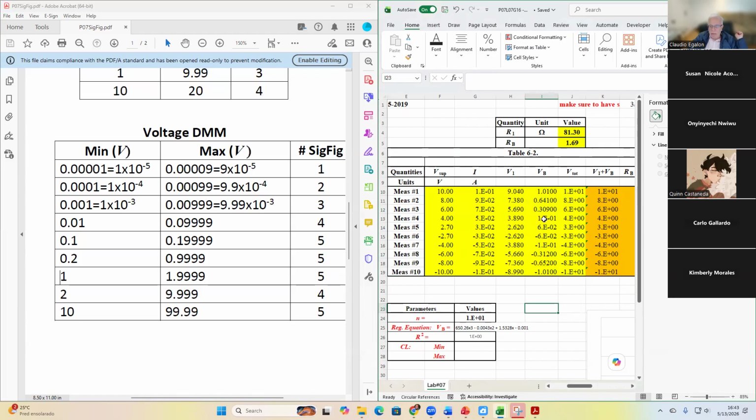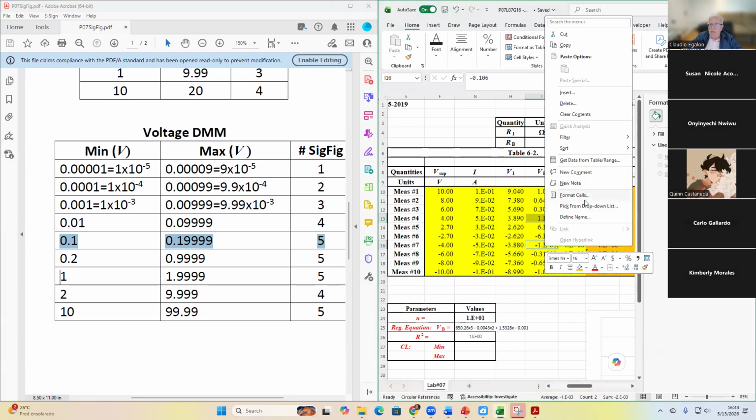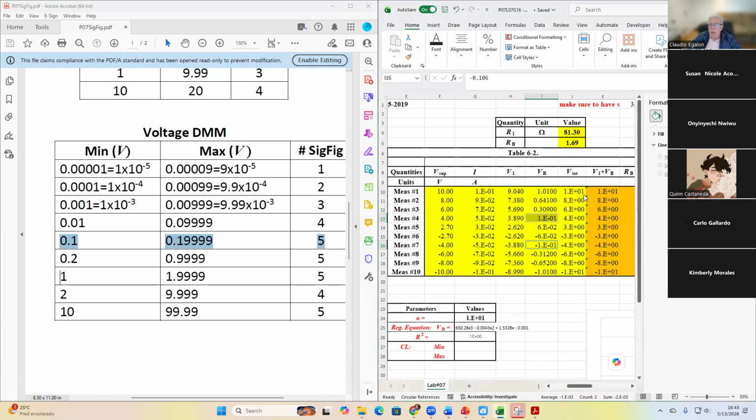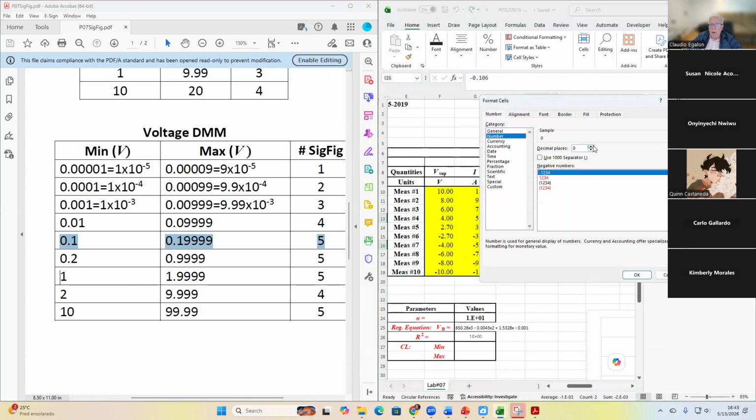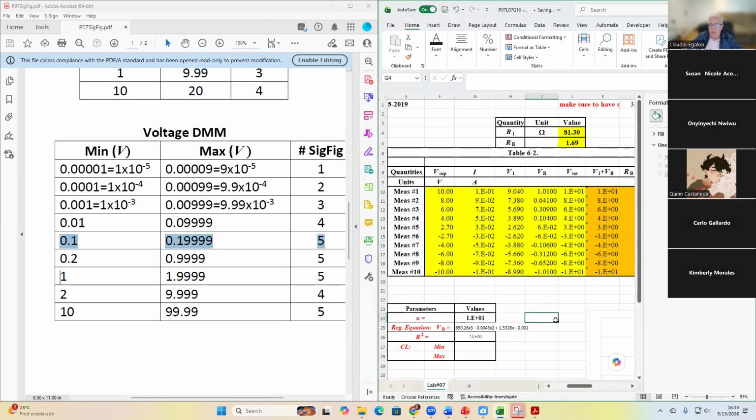What about the rest? This one here, 0.104. 0.104 falls within this row. 5 significant figures as well. Those two are supposed to be 5 significant figures or 5 decimal places. There you go. Number, 1, 2, 3, 4, 5. That's how you're supposed to display it.